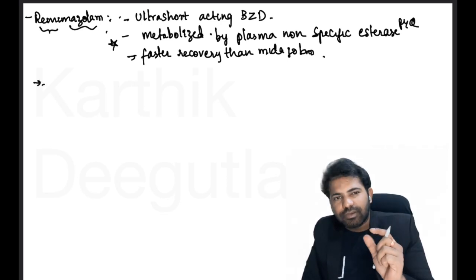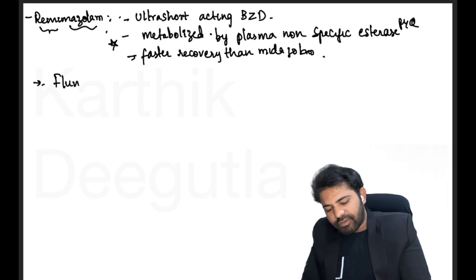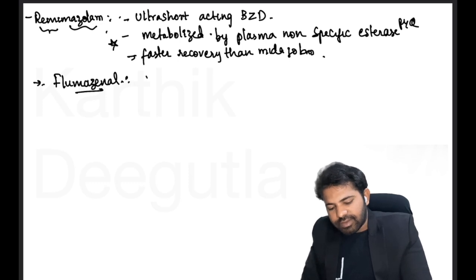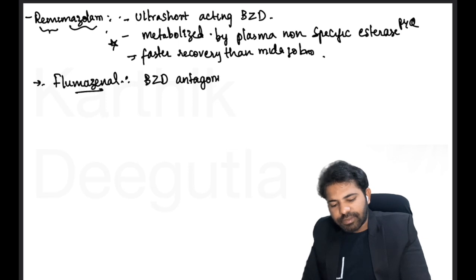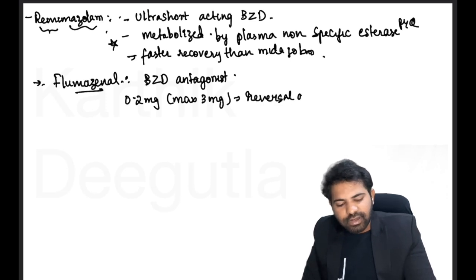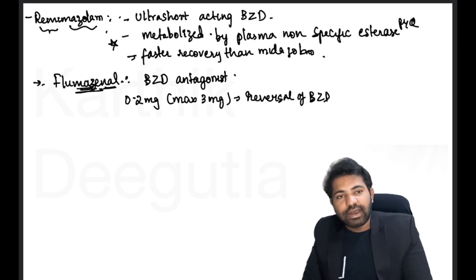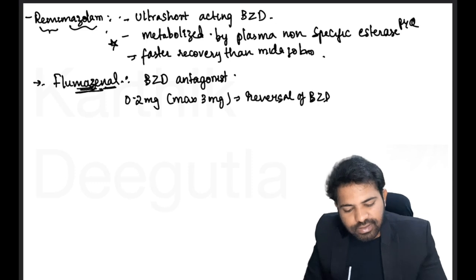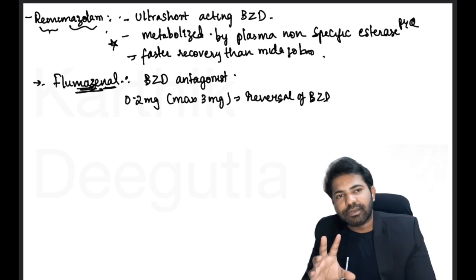And finally, let's know one point about flumazenil. It is a benzodiazepine antagonist. The dose is 0.2 mg, maximum dose 3 mg. It is used for the reversal of benzodiazepines. Flumazenil is the benzodiazepine antagonist.